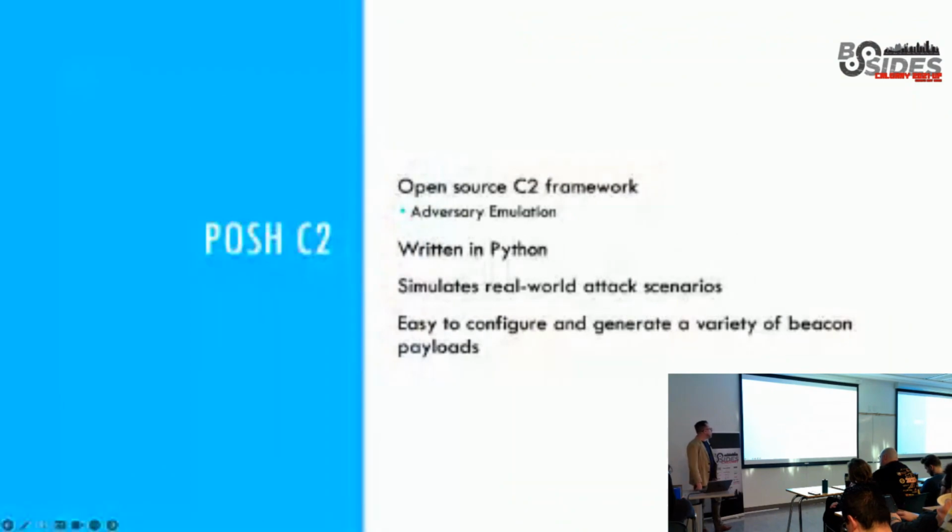Okay, so a little more about PoshC2. It's an open source C2 framework used for adversary emulation, written in Python. It's meant to simulate real-world attack scenarios where there's been a breach and the attacker is using it to move laterally around your network. It's quite easy to configure. This is the other reason I use it. It's quite easy to configure and it generates a variety of payloads.